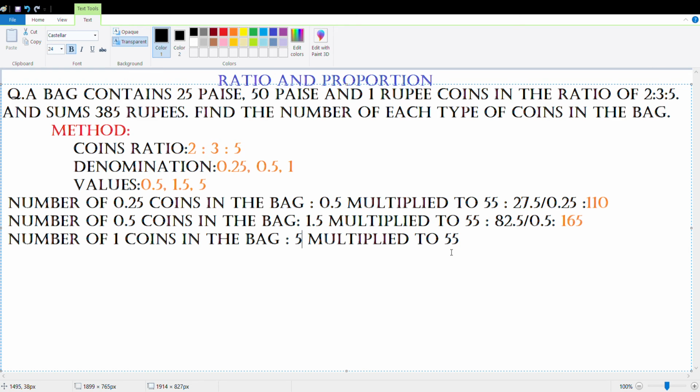Okay, time's up. The answer would be 275 by, okay, we're trying to calculate 1 rupee coin, so 1. As everybody knows, 1 goes into 275 275 times. So here we go. We calculated the sum. So the number of 0.25 coins in the bag would be 110. Number of 0.5 coins in the bag would be 165. And the number of 1 rupee coins in the bag would be 275.